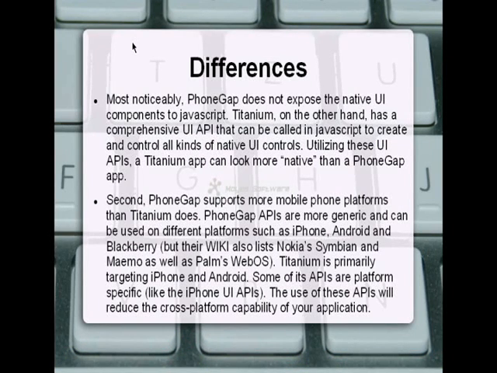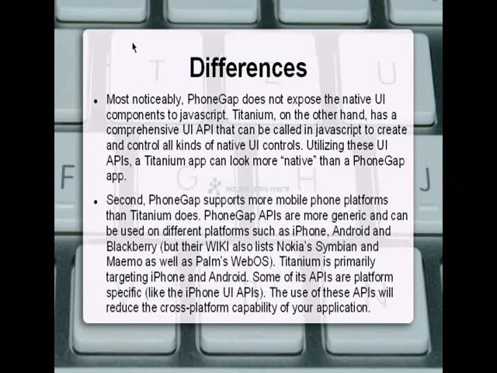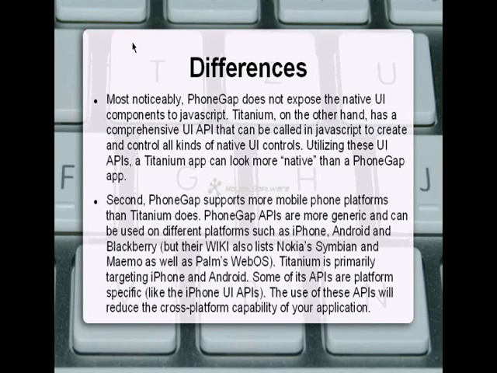The difference between PhoneGap and Accelerator Titanium is that, most noticeably, PhoneGap does not expose the native UI components to JavaScript, while Titanium, on the other hand, has a comprehensive UI API that can be called in JavaScript to create and control all kinds of native UI controls. Utilizing these UI APIs, a Titanium app can look more native than a PhoneGap app.